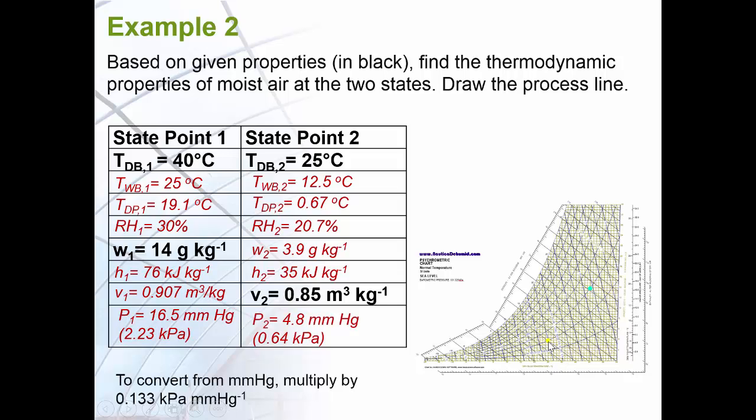And if you move to the vapor pressure scale by going horizontally to the right of the psychrometric chart, you can determine the vapor pressure to be 4.8 millimeters mercury or 0.64 kilopascal. So our initial point is fixed here, and the final state point is fixed here on the psychrometric chart. And as you can see, we go through an evaporation process or dehumidification process, and then through a sensible cooling process. So the process line is basically represented by this red line on the psychrometric chart.